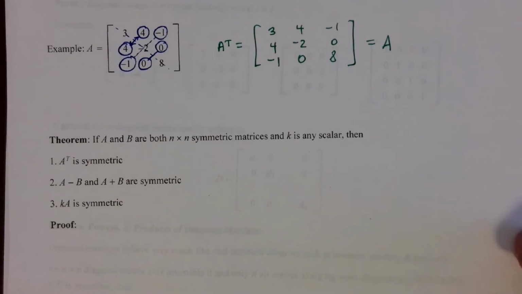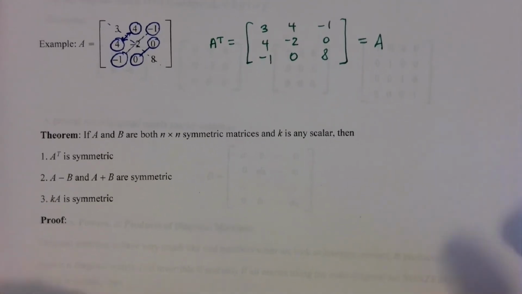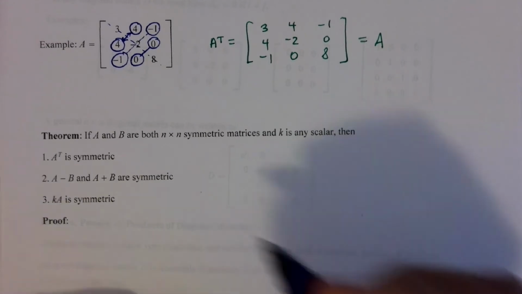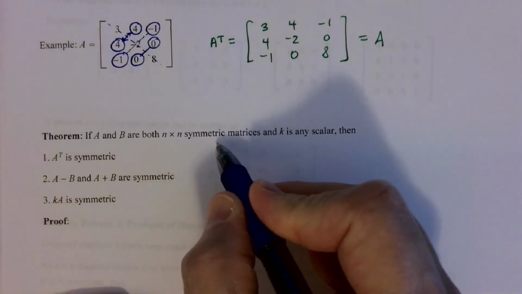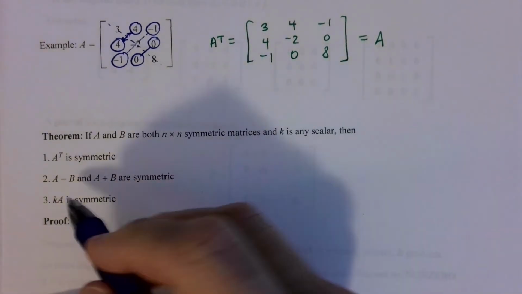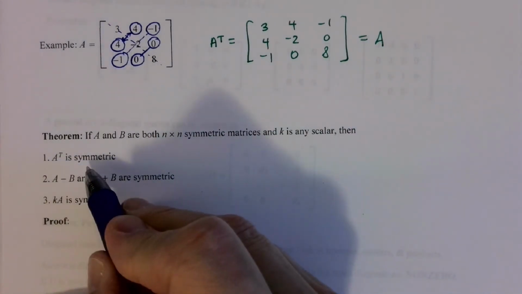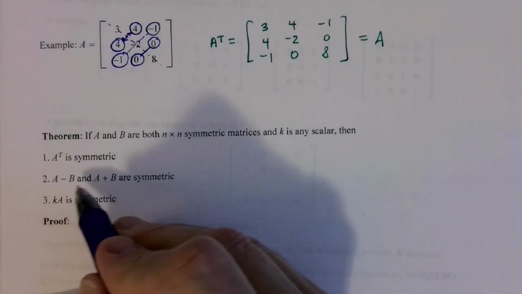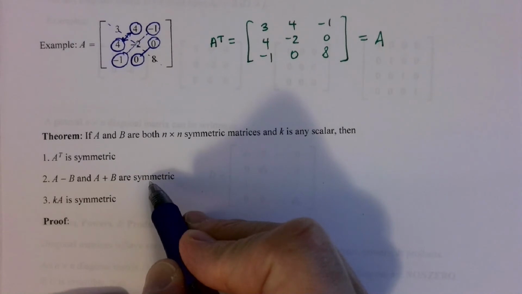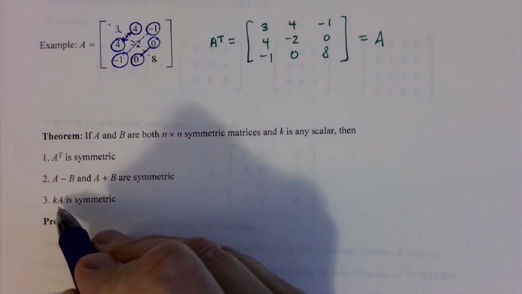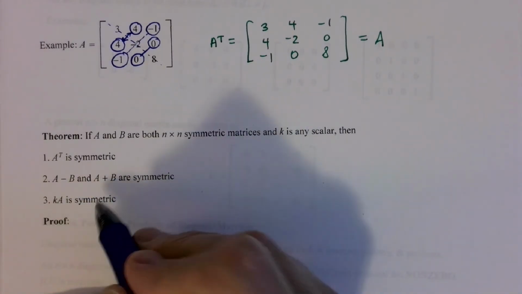Just some properties of symmetric matrices, because we will use them later on. If A and B are both n by n symmetric matrices and K is any scalar, then A transpose is symmetric, A minus B and A plus B are symmetric, and the scalar multiple KA is symmetric. And I'm going to prove these.